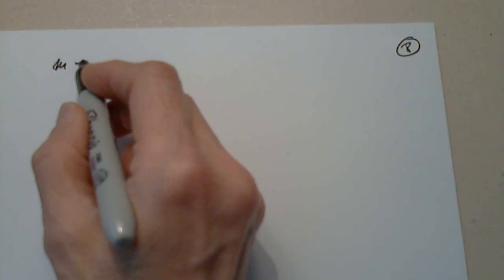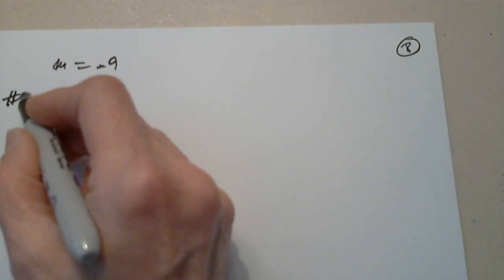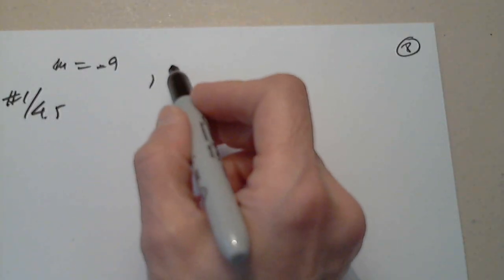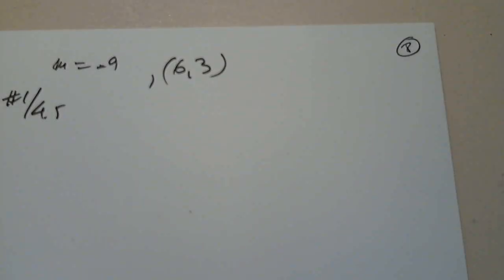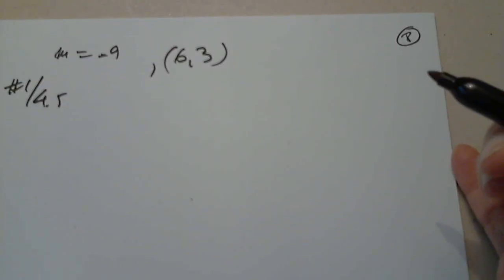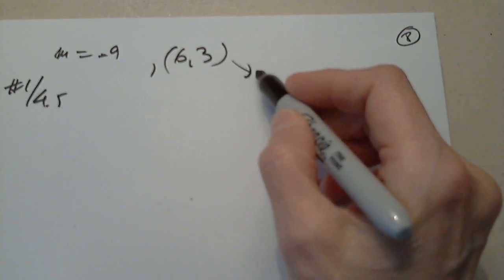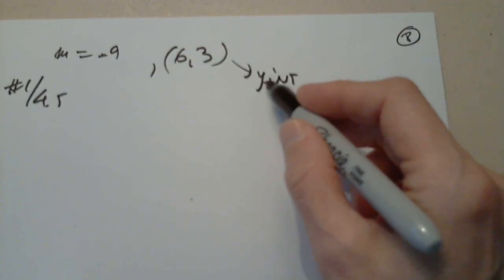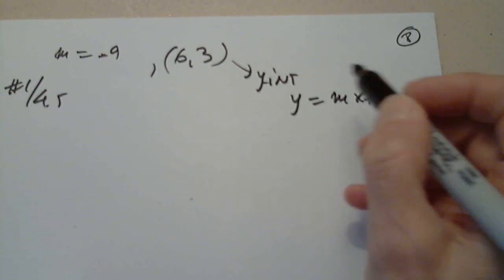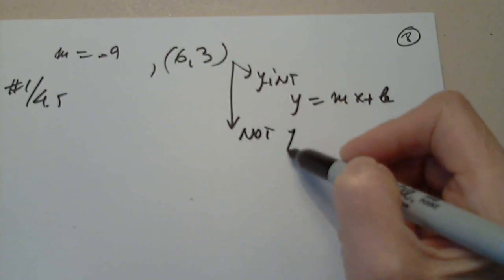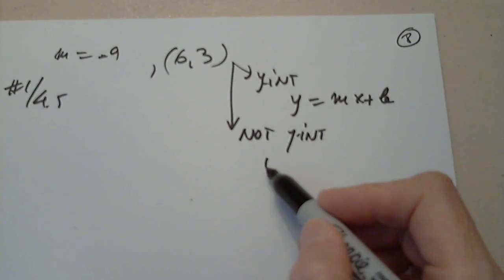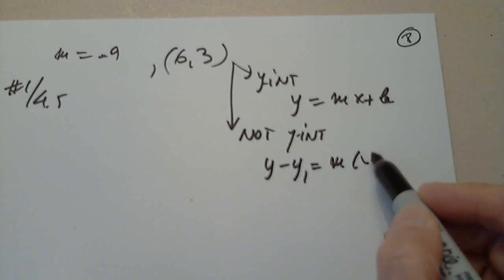So we have m equals -9. So this is problem 1 in 4.5. And the point is 6, 3. Are we given the y-intercept? Yes or no? Again, like before, our discussion from an hour ago, if this is the y-intercept, then I will use y equals mx plus b. If this is not the y-intercept, then I have to use y minus y1 equals the slope times x minus x1.